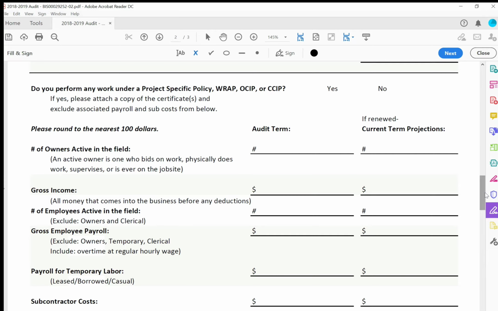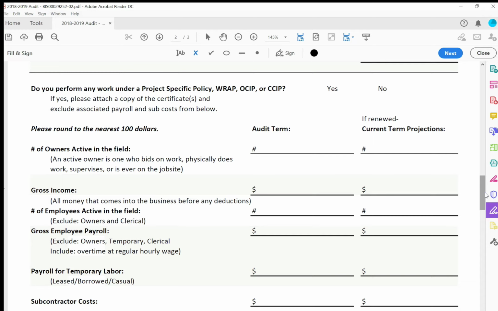These are only active owners. So for this specific company, if you have 4 owners in the company, 3 owners are capital contributors. They don't actually work for the company. They just invested money and they're considered an owner. And you have 1 owner that's doing the work in the field, then you're going to answer 1.